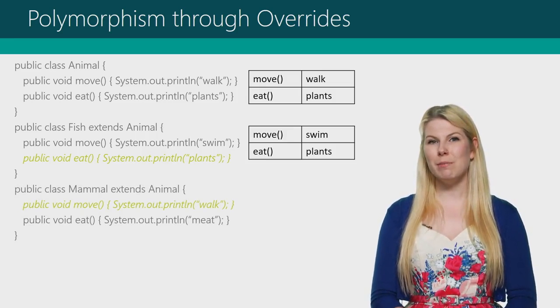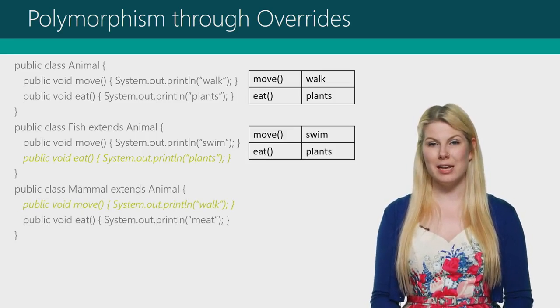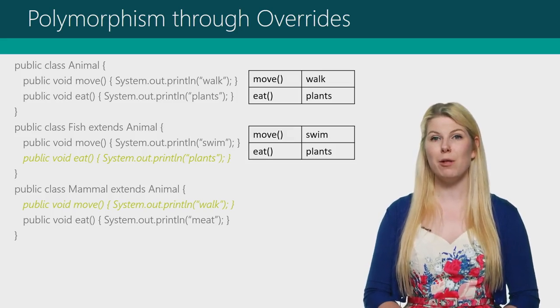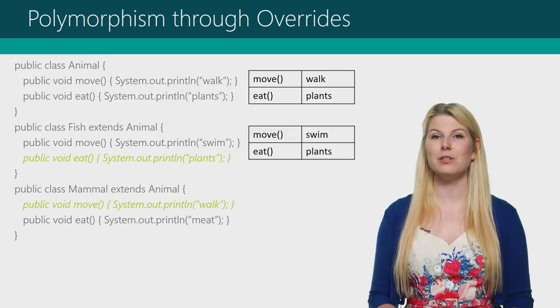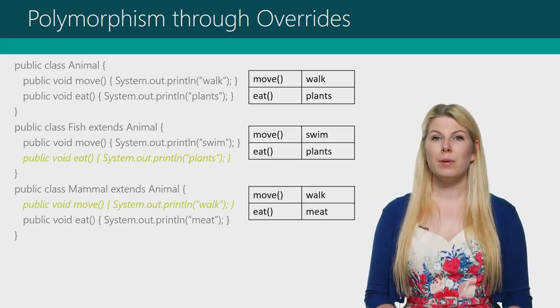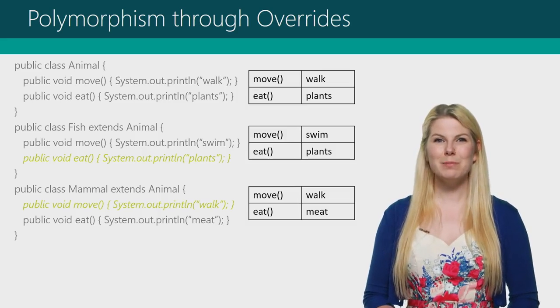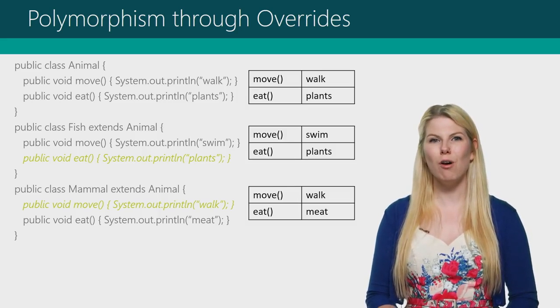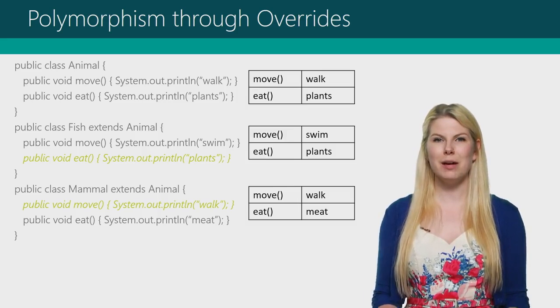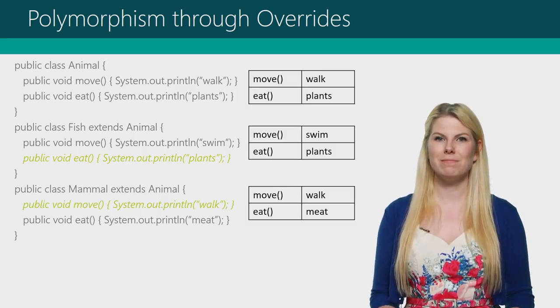Now we can have a sibling, say mammal, that also extends animal. So now fish and mammal are siblings. They're not technically related to each other, but they end up having pretty similar yet still different behavior. That's because in mammal, I can choose to override my eat method, but inherit my move method.